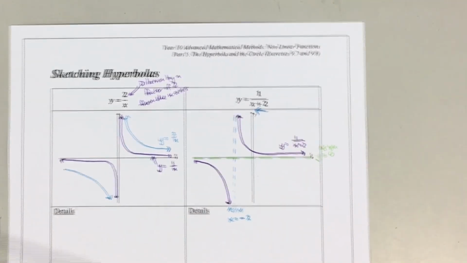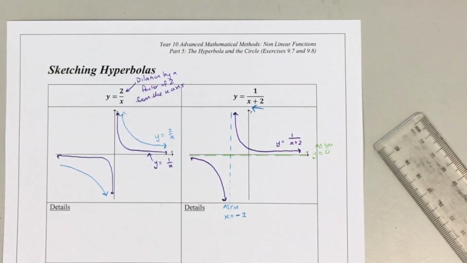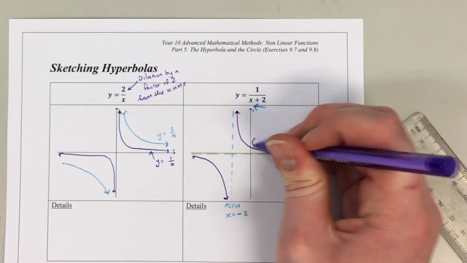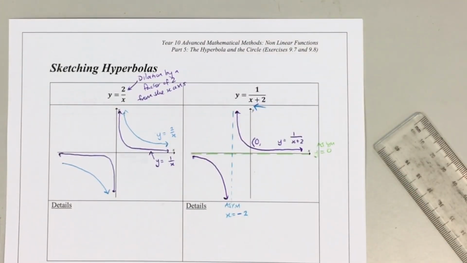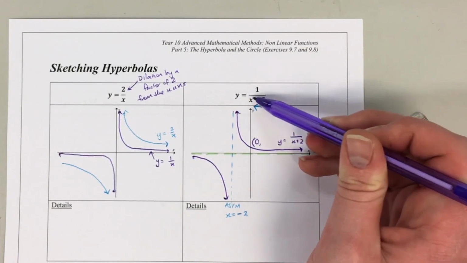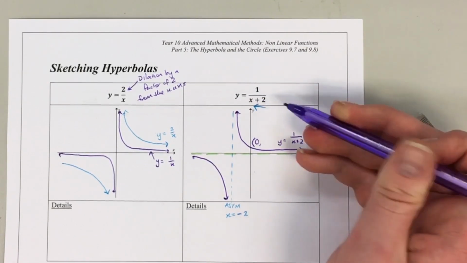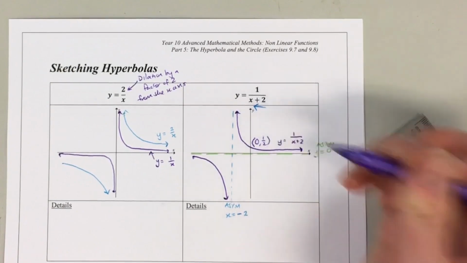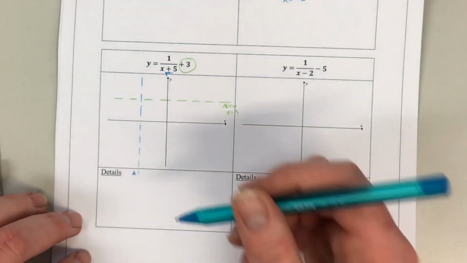Now, of course, we've got a y-intercept there, so we better plot that. Could anyone tell me what would be the coordinate of the y-intercept? So when x is equal to 0, I'm just replacing the x with a 0. 1 over 0 plus 2. Yeah, so it'll be just a half, or 0.5.